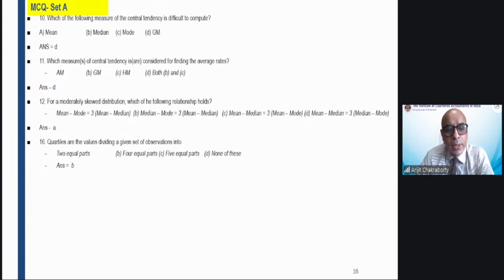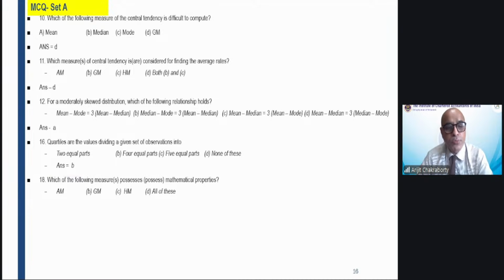Quartiles are the values dividing a set of observations, obviously, into 4 parts. Then we have: which of the following measures possess mathematical properties? AM, GM, HM, all of them have mathematical properties, of course, and they are amenable. That means they can be used for further algebraic treatment. So question number 18, I will go for all of these.